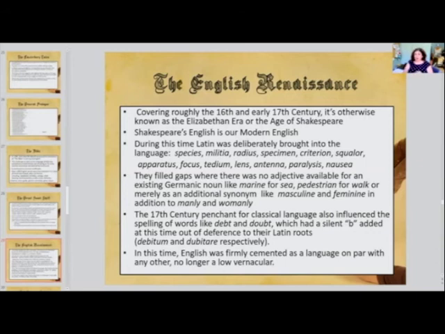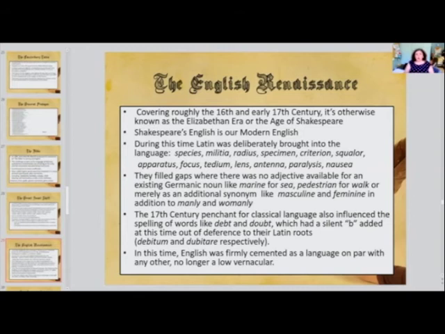Sorry. So speaking of, right. So Latin starts to be deliberately brought into the language. And a lot of that is because of early science. So you'll see that the words that I have there, species, specimen, apparatus, you have the beginning of the Renaissance of science. People are starting to do experiments. We don't understand a lot yet, but we do need words to explain them.